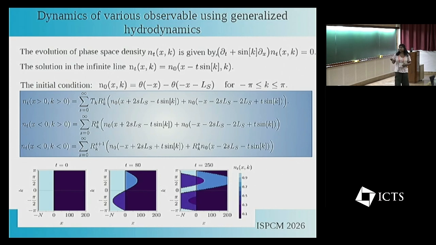Now we have the finite wall and the defect. As the evolution progresses, the quasi-particles will undergo multiple reflections, so the solution will be a sum of many reflections. So this is the solution, and these are the plots of the phase space density for different times, which obey these solutions. So now we have the phase space density at any given time in hand.